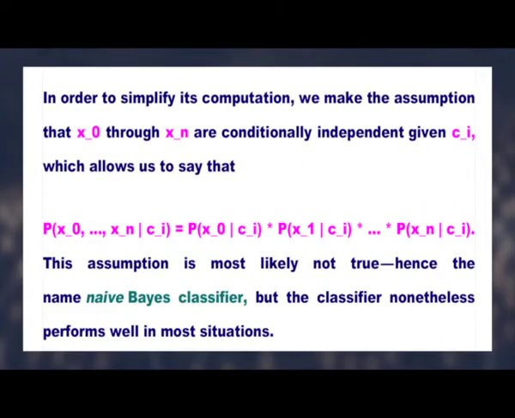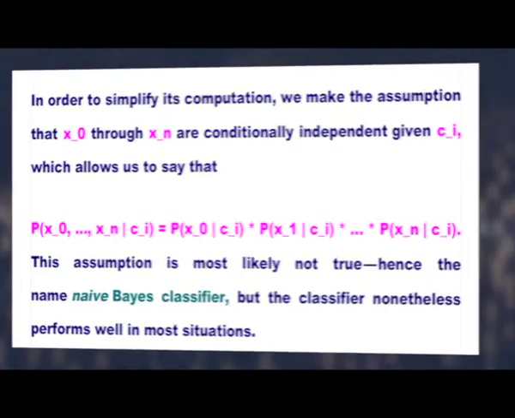In order to simplify its computation, we make the assumption that x0 through xn are conditionally independent given Ci, which allows us to say that probability of x0 through xn given Ci is equal to probability of x0 given Ci into probability of x1 given Ci, and so on up to probability of xn given Ci. This assumption is most likely not true, hence the name naive-Bayes classifier.